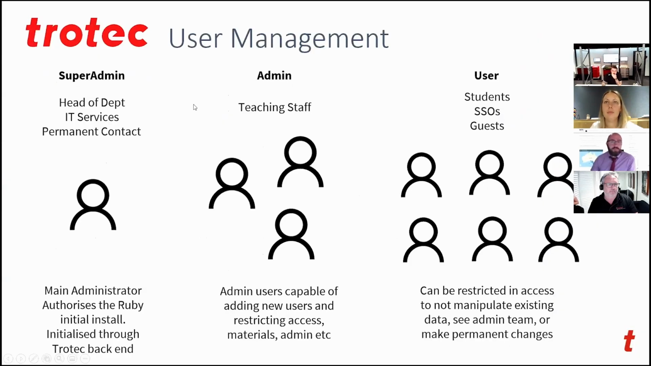User management. So there's 3 levels of user that can have access inside Ruby. You have a super admin, which would be someone that's the system. So we might have head of department or your IT services or a permanent contact at the school that may be the person that is a super admin. And this is a person that will authorize the initialization of Ruby. So it's the first person that contacts the Ruby side.